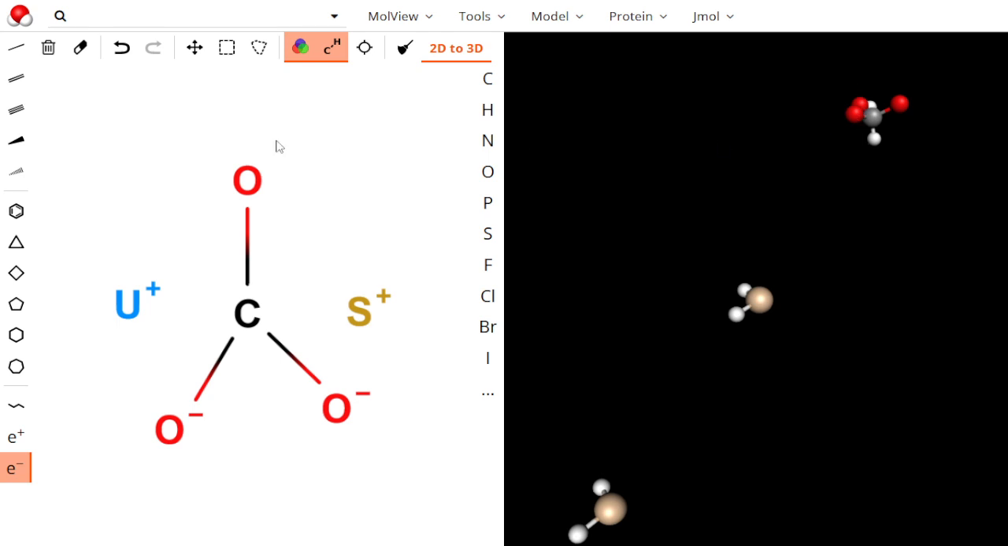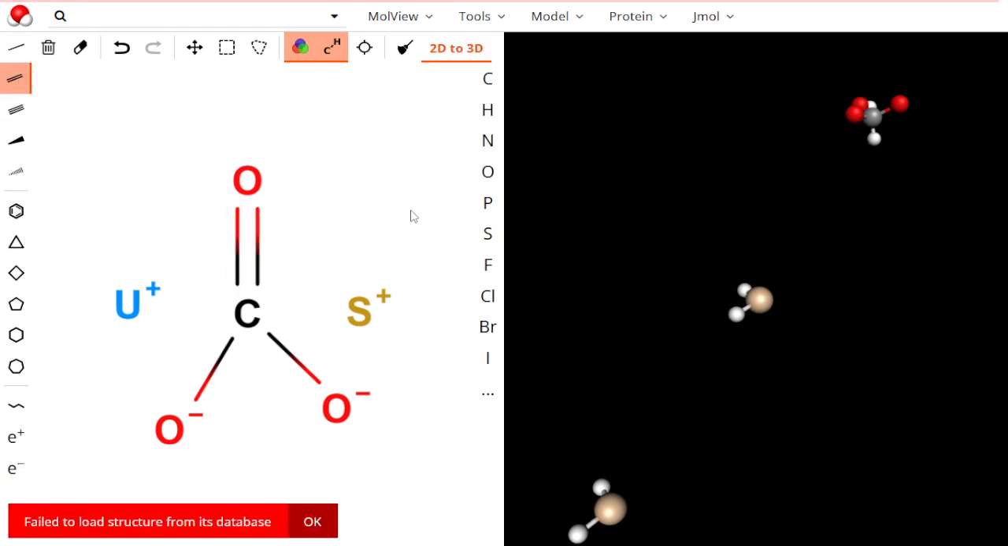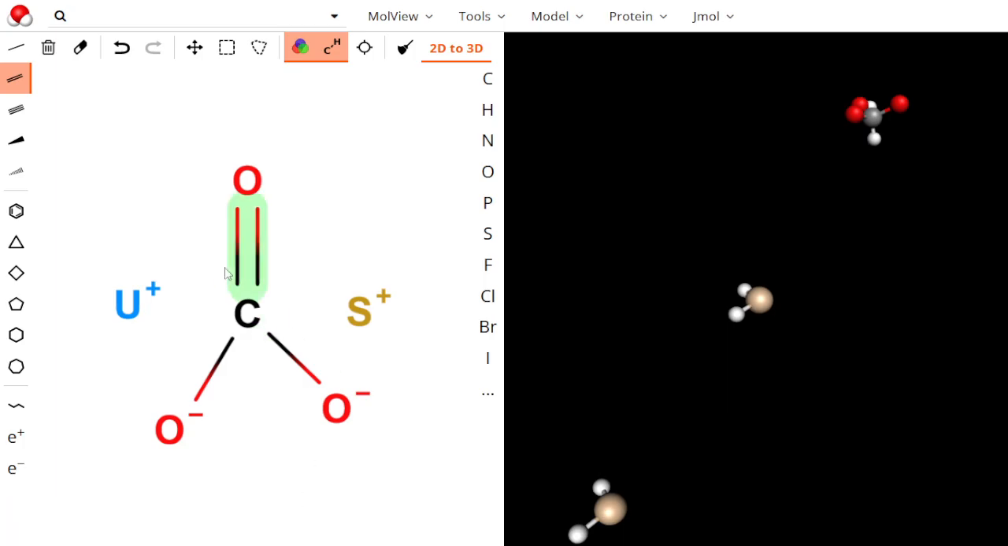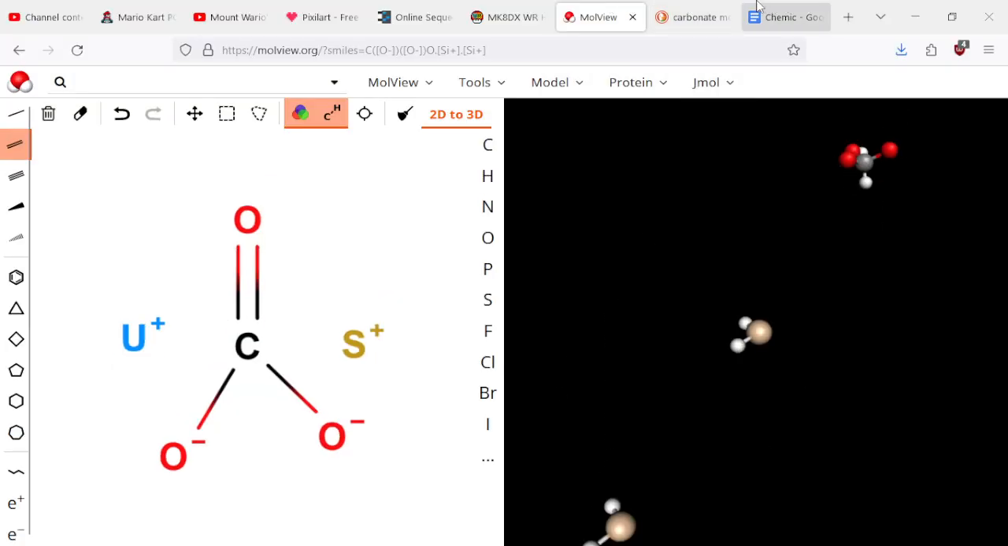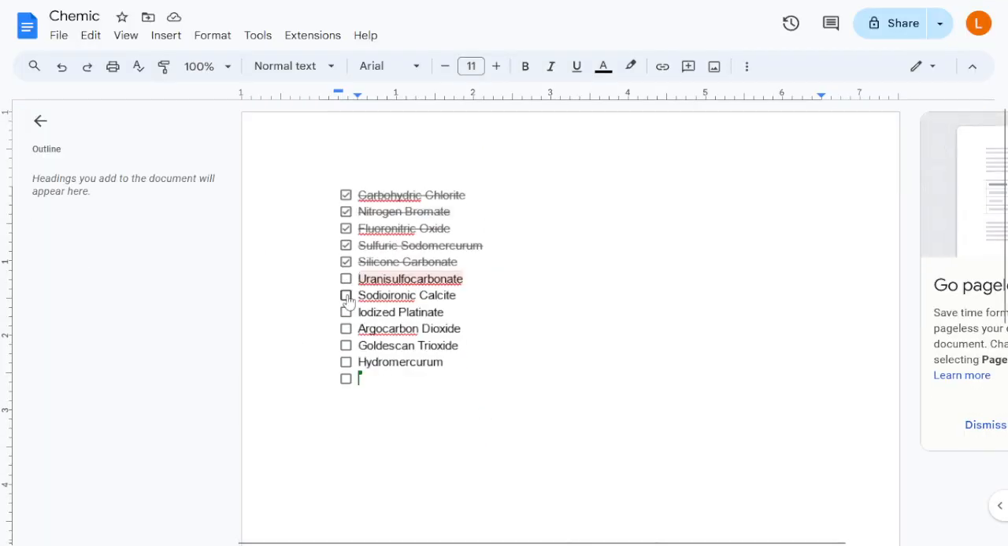I realized I used the wrong thing for that. That should be doubled. And that's uranosulfocarbonate, but you can't see it because some of these molecules don't have the correct atomic scaling for this application in Molview. Bruh. I have to make a video, bro. And then we have that uranosulfocarbonate done. I added this like two seconds before recording this video.